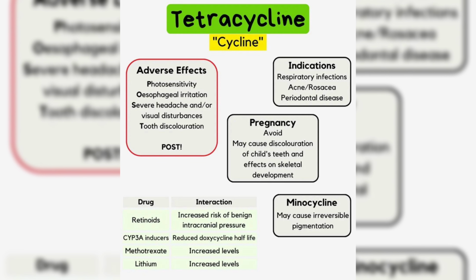Adverse effects of tetracyclines. You can remember adverse effects by the word POST: P for photosensitivity, O for oesophageal irritation, S for severe headache or visual disturbances, T for tooth discoloration.